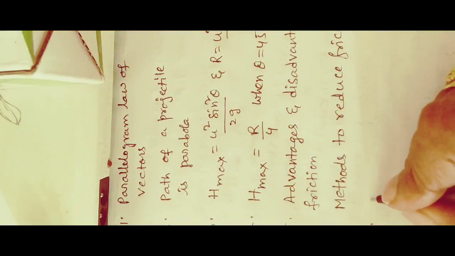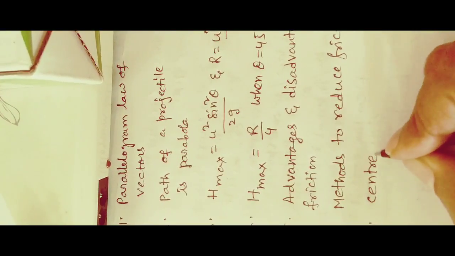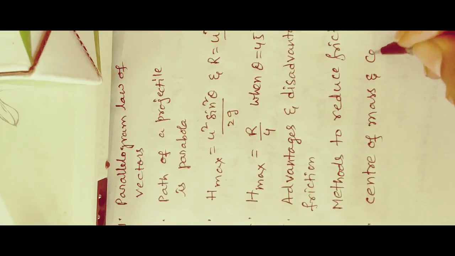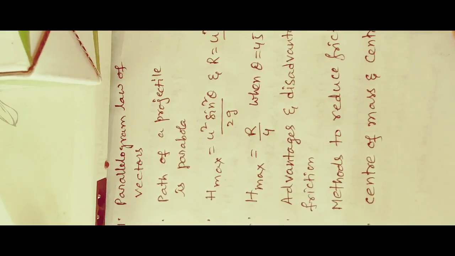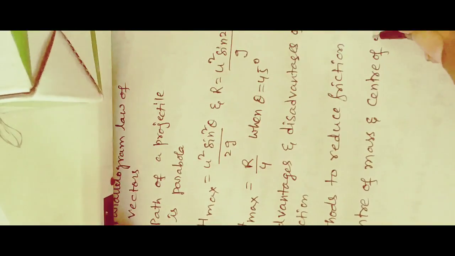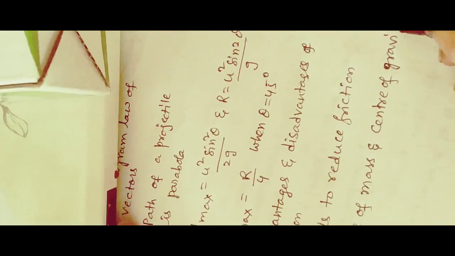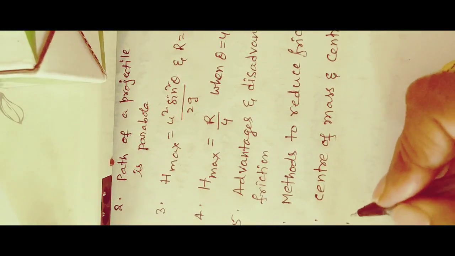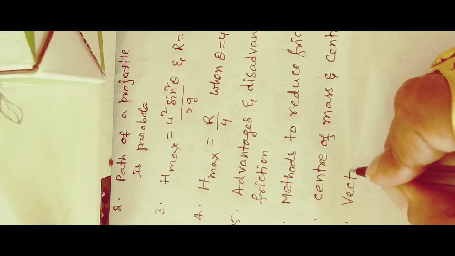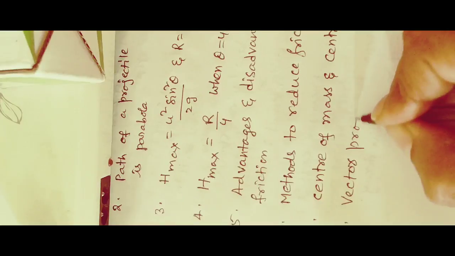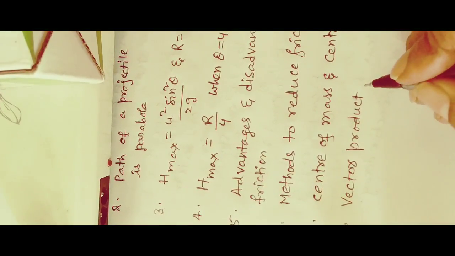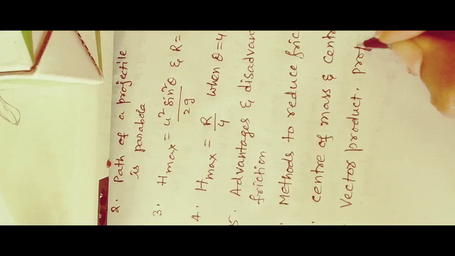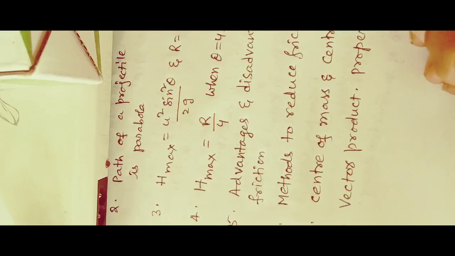Distinguish between center of mass and center of gravity. So center of mass and center of gravity, differences. Next, eighth question. Define vector product and explain the properties of vector product. So any 4 properties you can write.